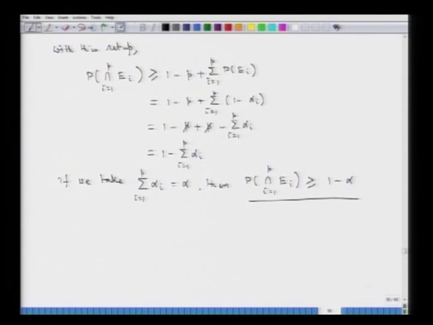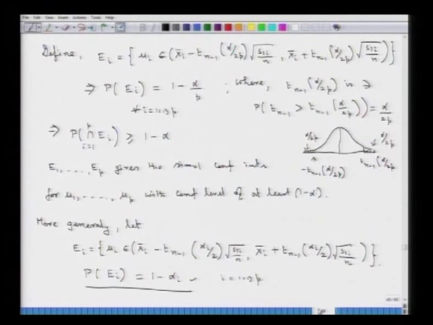So, this actually allows us to control the error rate of the respective mu i components in the way that when we are looking at a particular mu i, the probability that mu i lies in that particular confidence interval is 1 minus alpha i. So, the lower the value of this alpha i, the higher is the coverage for that particular mu i. The higher the value of alpha i, the lower the coverage will be.